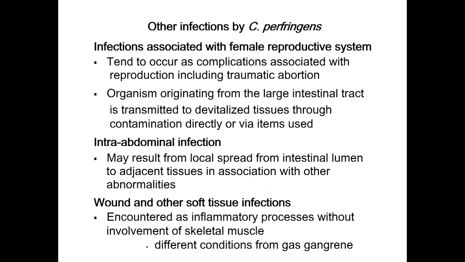Intra-abdominal infection, as we have mentioned, involves the large intestinal tract, with damage and spilling of the lumen contents over other tissue. And then wound and other soft tissue infections. We have talked about one type, that's gangrene. Then this other type is the general type, like wound infection and other soft tissue infections. It is not a common cause of wound infection, but it's capable of causing wound infection, just like any other organism. But it is an infection that does not involve the skeletal muscle and doesn't involve gas formation, so it is not gas gangrene.